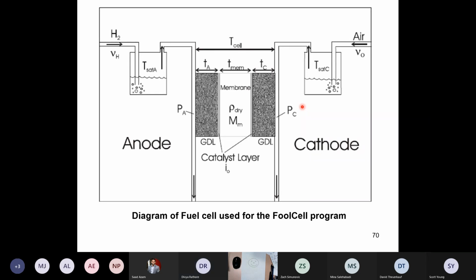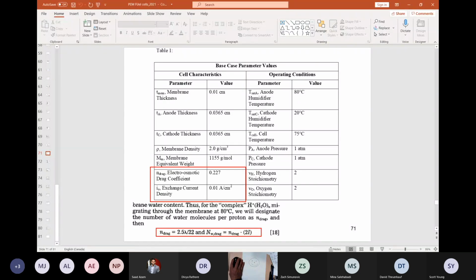Okay, so what we're going to do now is we're going to have a sort of a class participation event where we operate the fuel cell program, and then I'll show you some problems, and you'll tell me what to change in the fuel cell operation to fix it. At least that's the plan. So I'm going to unshare my screen.